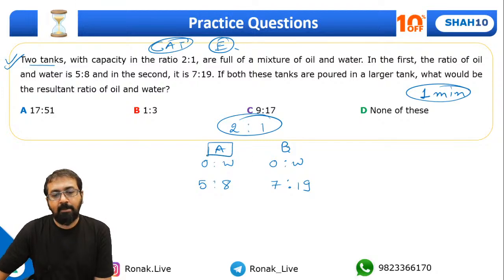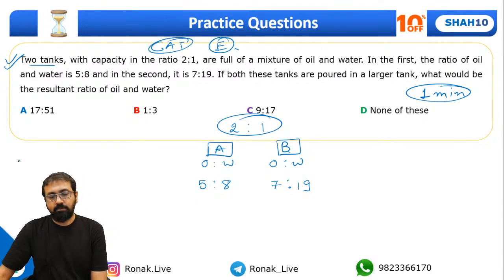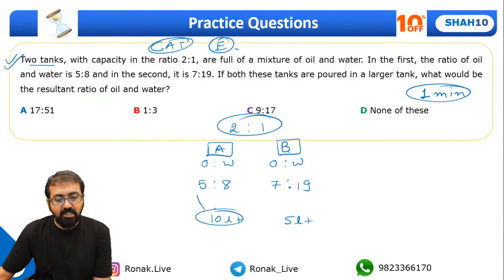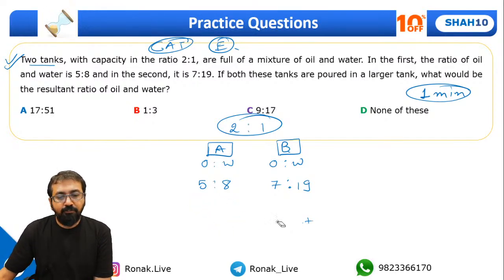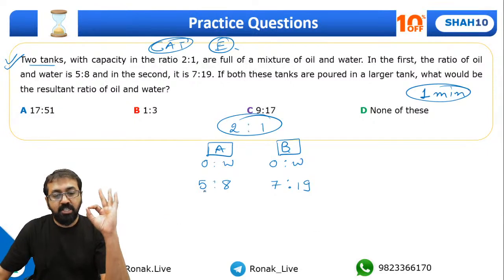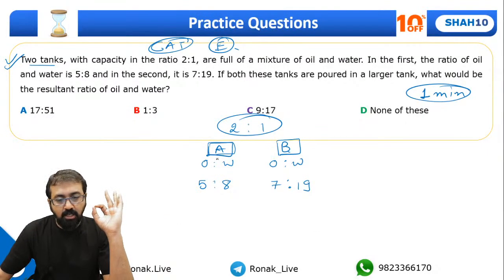What should I assume as the capacity of tank A and capacity of tank B? That's the question. The capacities are in the ratio 2:1. What if I take this as 10 liters and this as 5 liters? It will become very difficult for me to divide this 10 liters in this ratio. So don't assume 10 liters and 5 liters, guys. If we take variables, again it will become complicated. So in such questions, you want to assume this number as a multiple of 13. So this has to be a multiple of 13 and this has to be a multiple of 26.